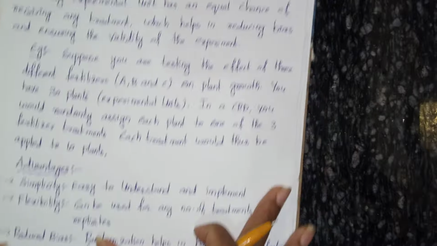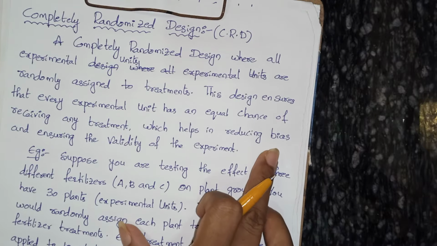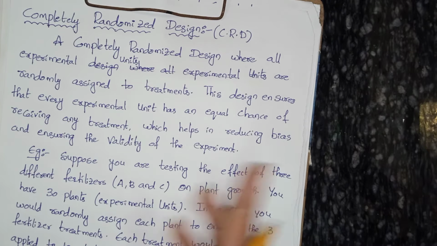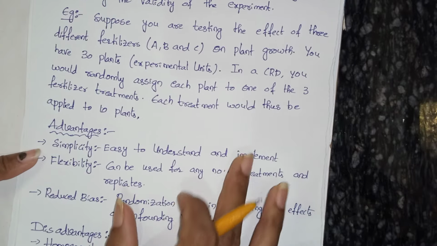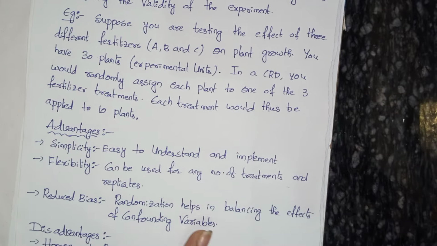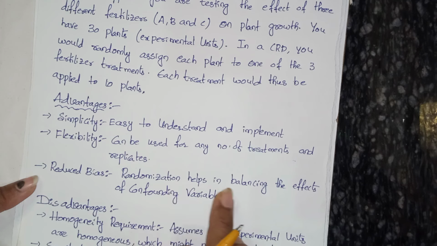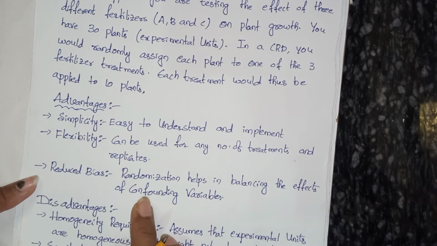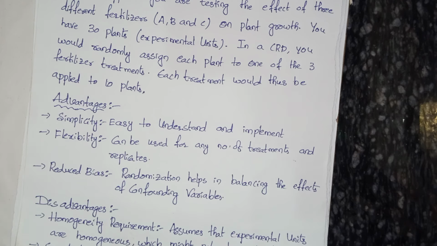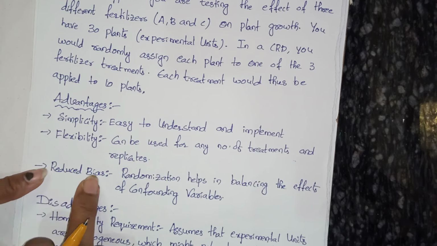Next, reduced bias. We learned previously that it reduces bias. Bias means there is no favoritism, no partiality. Randomization helps in balancing the effect of confounding variables. With randomization, we don't know whom we are going to select, so that's why it reduces bias.